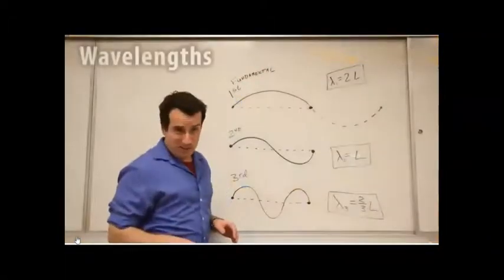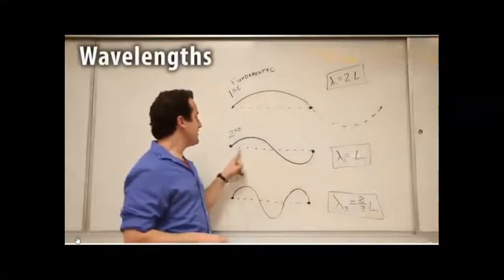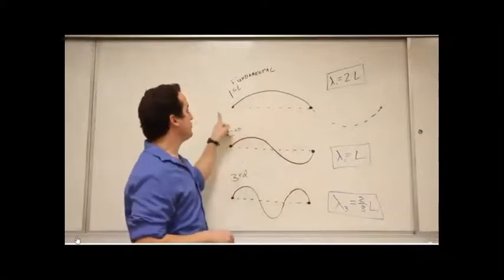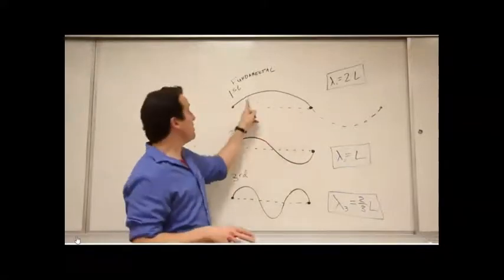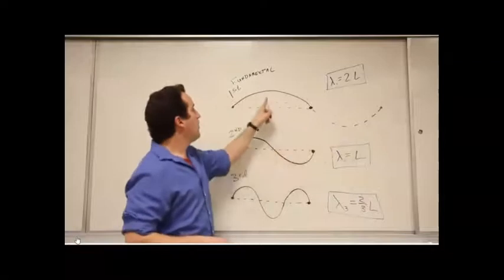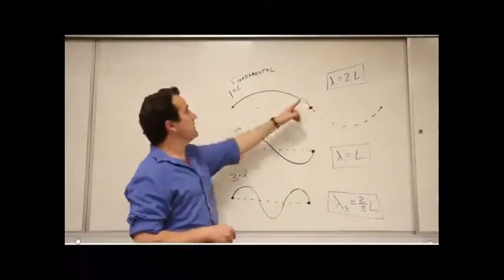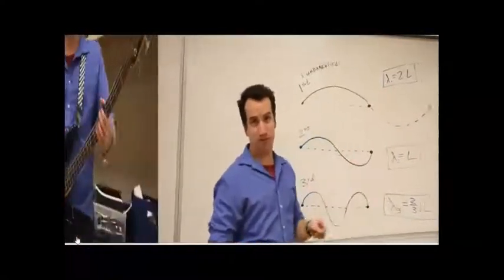The wavelength of the second harmonic is the same as the length of the string, but the fundamental vibration doesn't even fit on the string. We have to imagine the rest of the wave, one up and one down. Therefore, the wavelength of the fundamental is twice the length of the string.